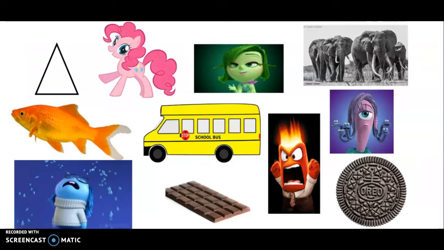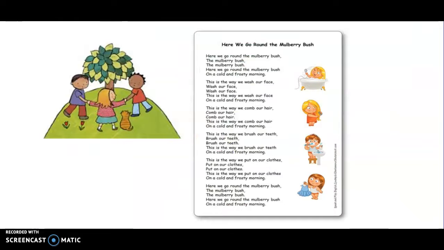Let's look at some colors. What color are the elephants? Gray. How about Celia Wheelia? Purple. The Oreo, my favorite. Black. How about Anger? What color is he? Red. Yes. Our nursery rhyme this week is Here We Go Round the Mulberry Bush.